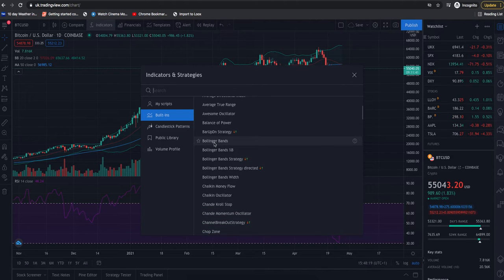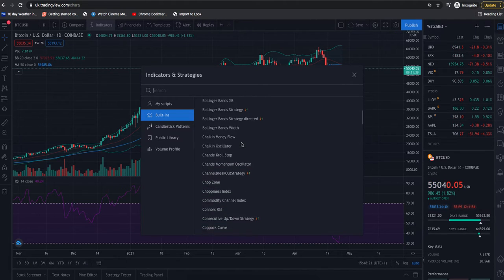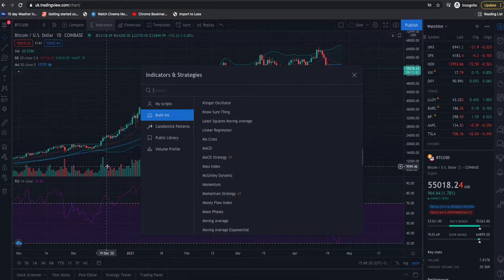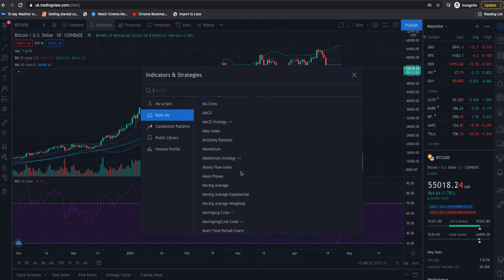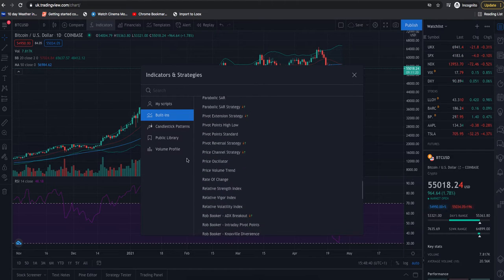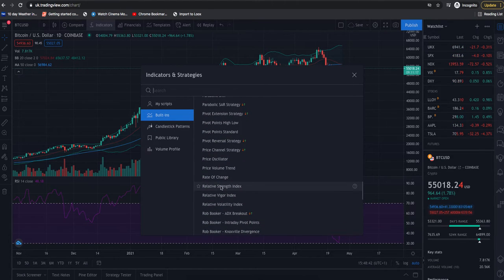and you've got your Bollinger Bands there. That's what I've clicked on. And you've also got your, let's see, MACD, that's the moving average convergence divergence. And then you've got your moving averages right here. So those are the three that I use. Oh yeah, and sorry, the one at the bottom is your relative strength index.